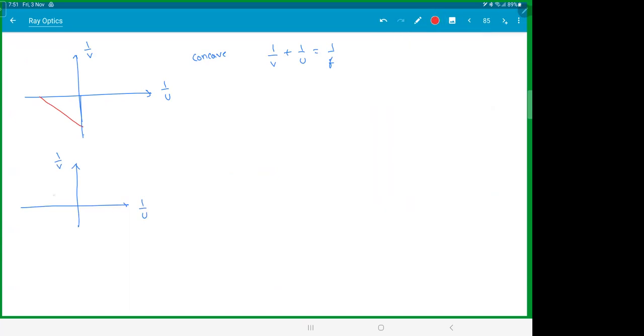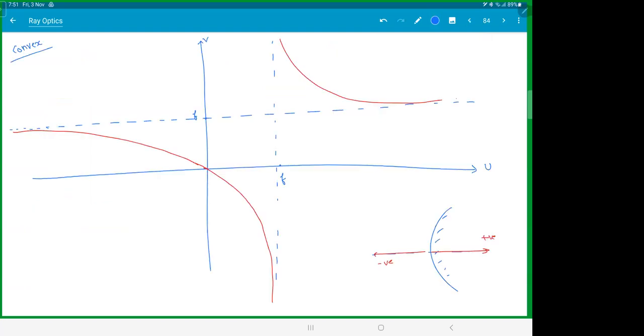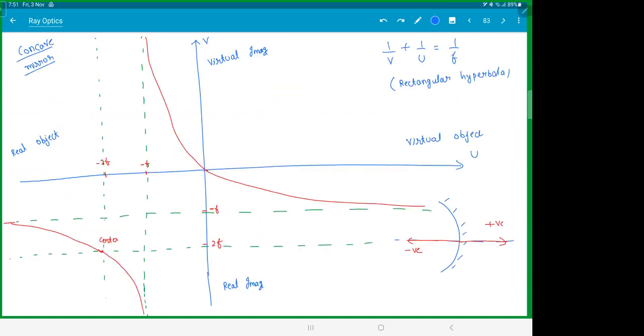For convex, U is negative, V is positive. This is the graph for convex. You have to take it with signs. So 1 by V versus 1 by U is a simple straight line. Y plus X is equal to a constant. That constant can be negative or positive depending on whether you're taking convex or concave. Clear? So do check the graphs out.